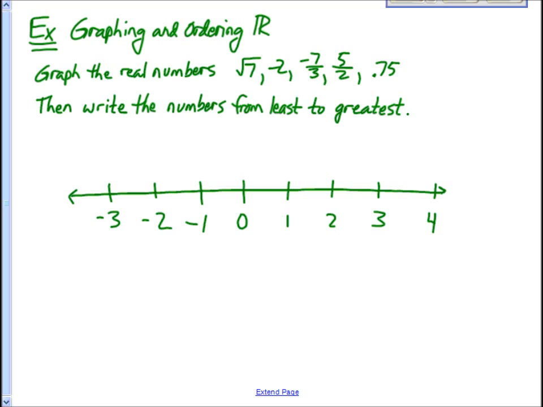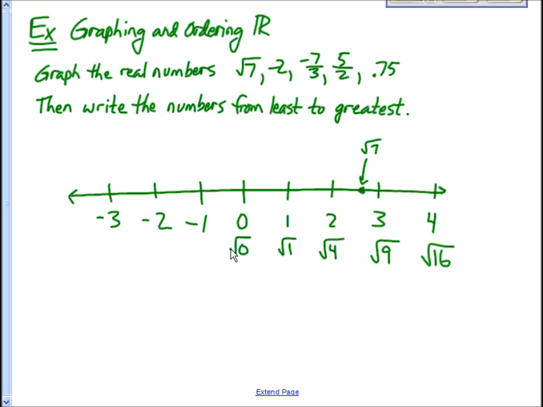Well, let's think about 0. 0 is the square root of 0. 1 is the square root of 1. 2 is the square root of 4. 3 is the square root of 9. 4 is the square root of 16. So I know the square root of 7 is pretty close to square root of 9, or 3, right? So it's between square root of 4 and square root of 9, probably a little closer to that square root of 9. And if you were to actually punch that in, you'd get 2.646. So there's your square root of 7 right there.